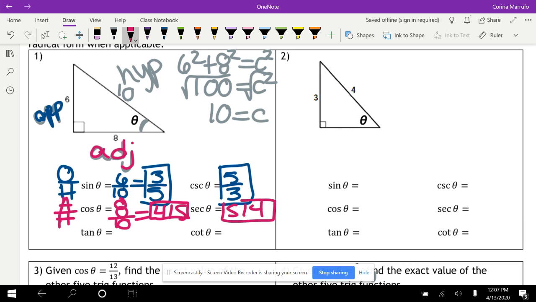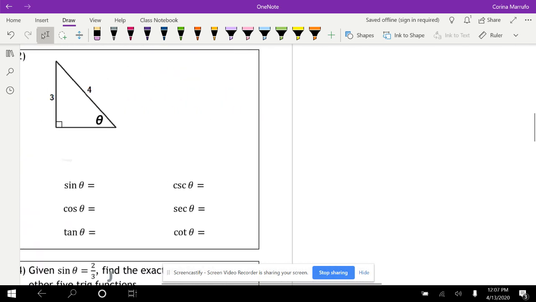All right. And then last is tangent. So our tangent function is when we take our opposite and divide it by our adjacent. So here our opposite is 6 and our adjacent is 8. And so 6 over 8 is going to reduce to 3 over 4. And then cotangent is our reciprocal function. So instead of being 3 over 4, we flip it over, and it is 4 over 3. And that's it. Those are our values for our 6 trig functions. Okay, let's look at the next one.